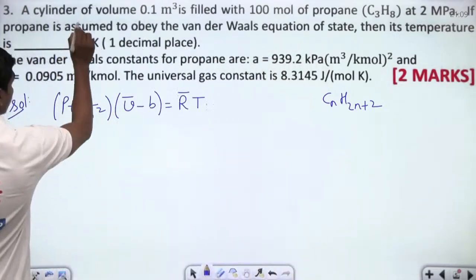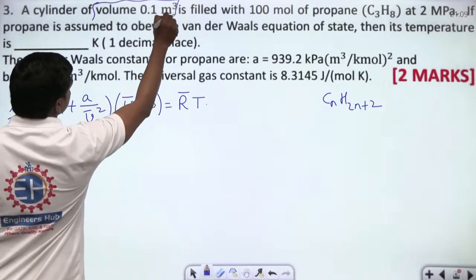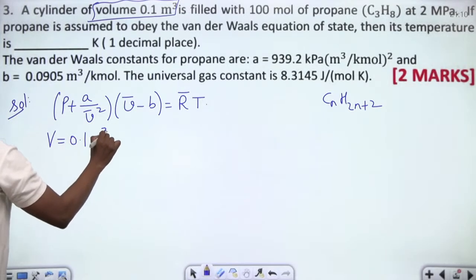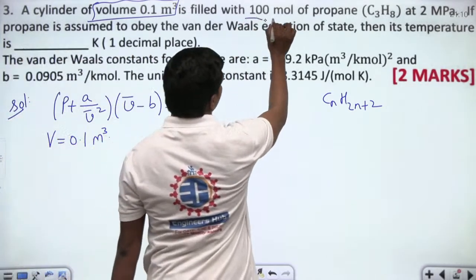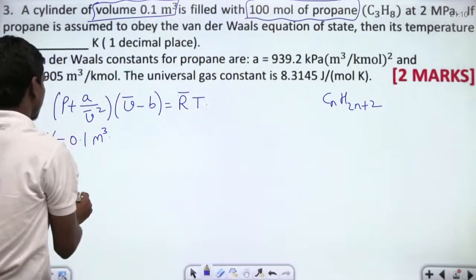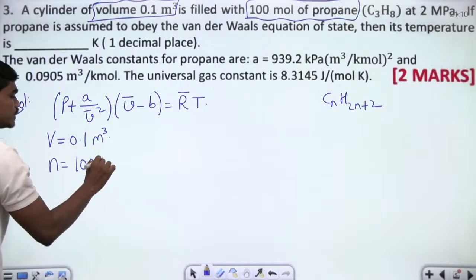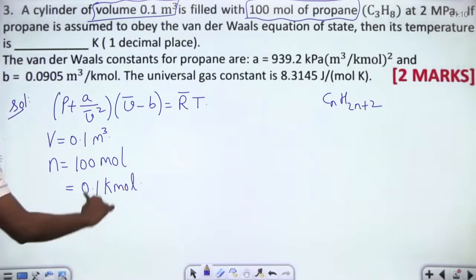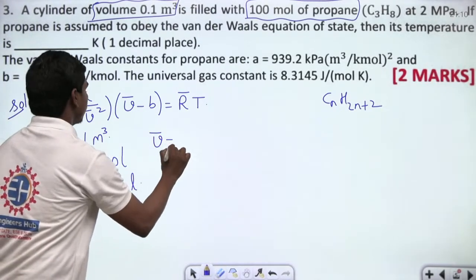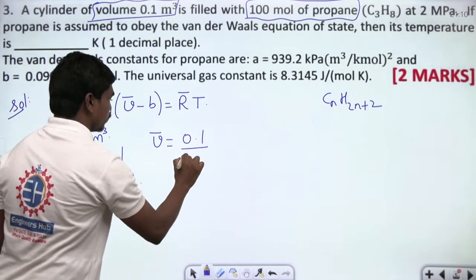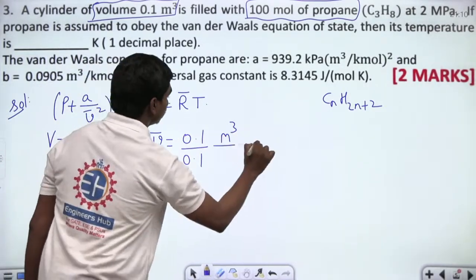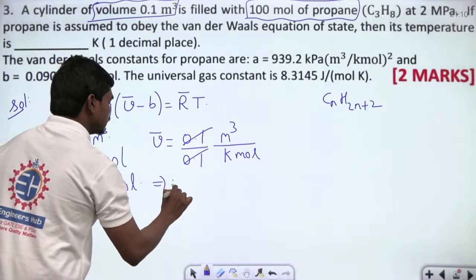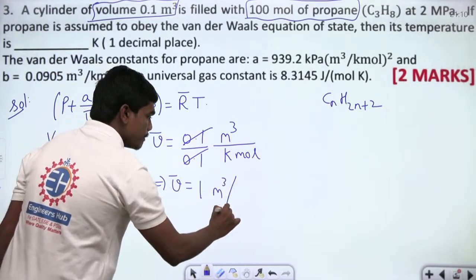Now let us see what the total volume of the container is. You can identify certain data from the question. Volume V is equal to 0.1 meter cube. Next, it is filled with 100 moles of propane, so the number of moles is 100 moles, which can also be written as 0.1 kilomoles. Correct? Then V bar is equal to 0.1 divided by 0.1, of course this is in meter cube and this is in kilomoles. You can see clearly this cancels and your V bar is equal to 1 meter cube per kilomole.